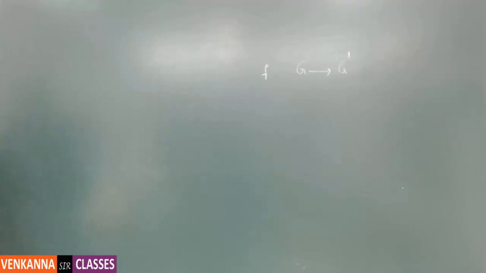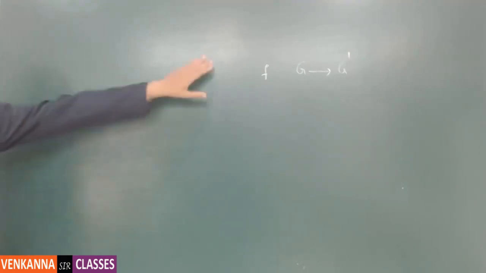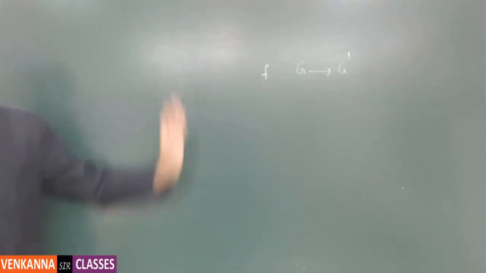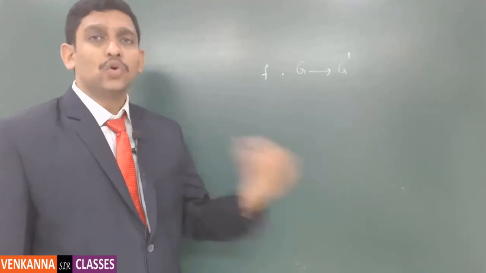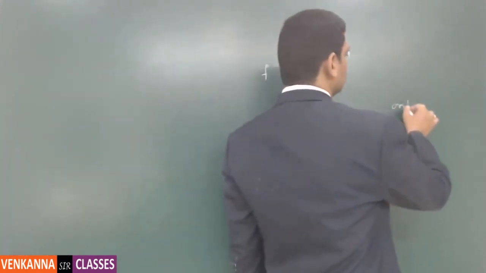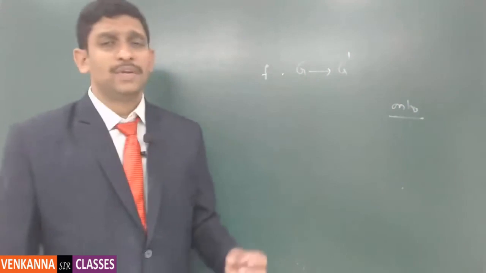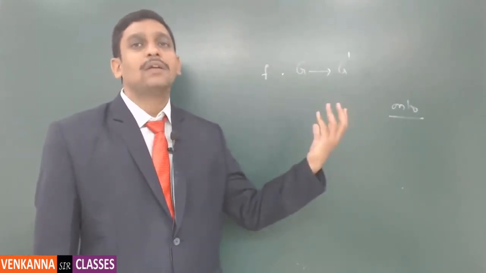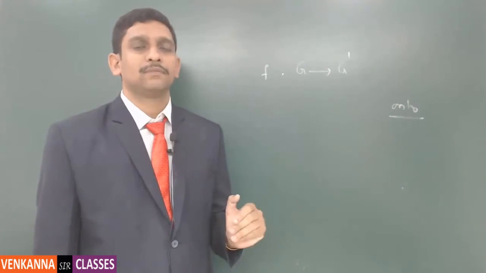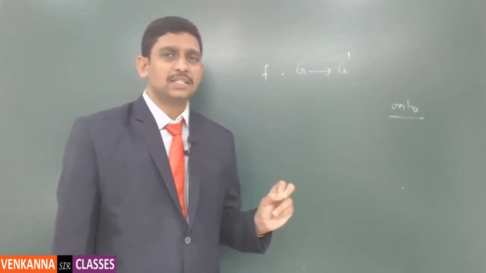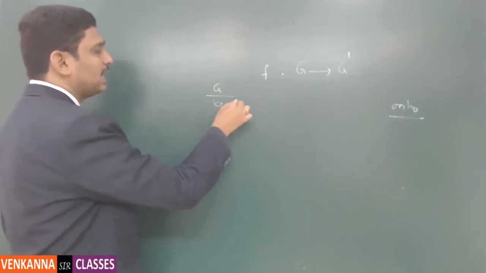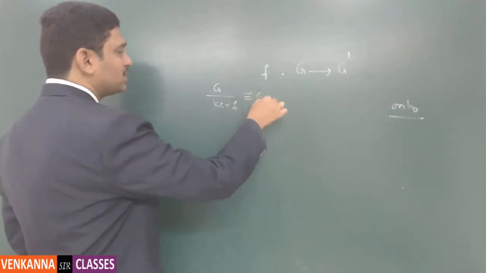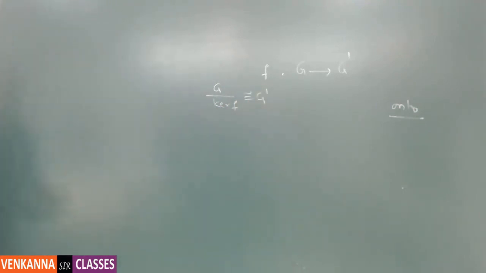All right. So here I took a homomorphism between two groups, and it is an onto function also. It means for every element in the codomain, I will get an element in the domain. Now, my intention is to show that G by kernel F is isomorphic to G dash. This is the intention of the problem, a theorem you can call.